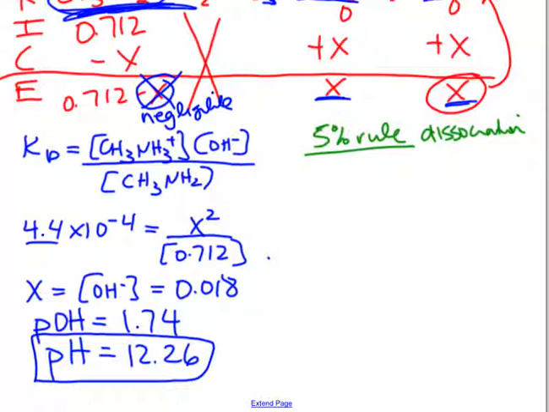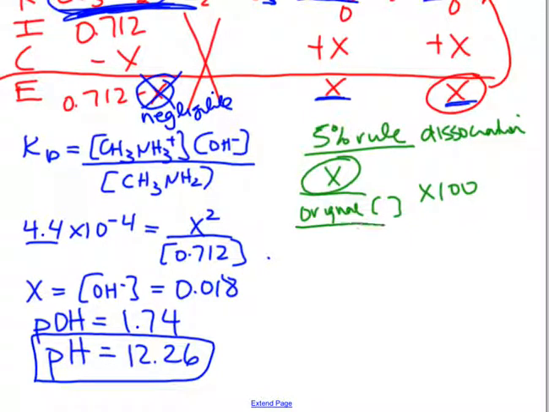So how we do that is we take the value for our X and divide it by the original concentration of the acid or base times 100. This is part over whole. X is how much dissociated from the original. Times 100 gives us a percent. If that percent is less than 5%, we're good. If it's not less than 5%, technically we're supposed to go back up and re-include the X, put it back in here, do the quadratic formula, and resolve for it.